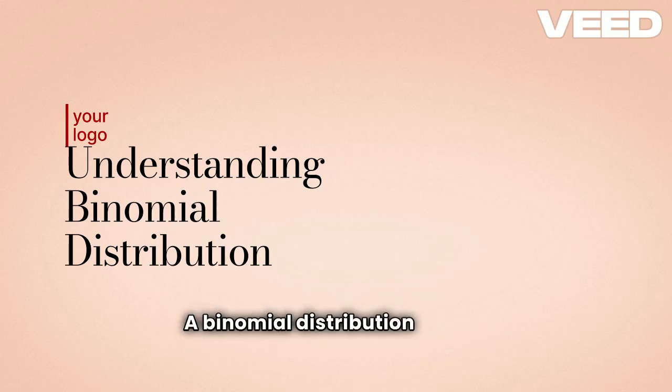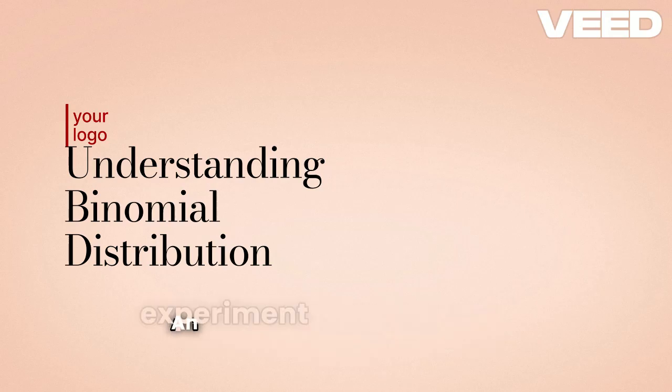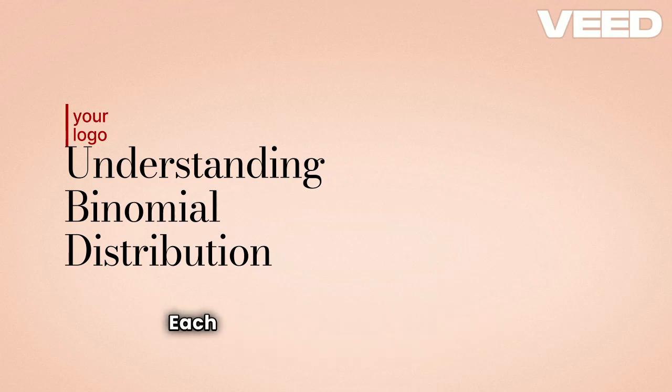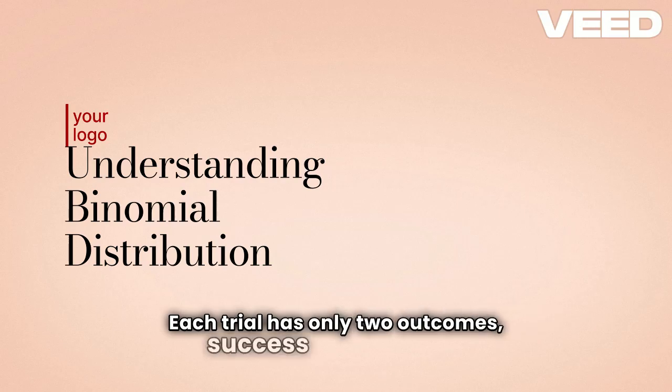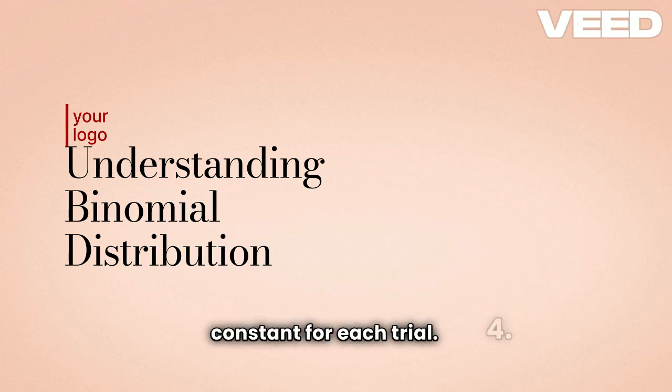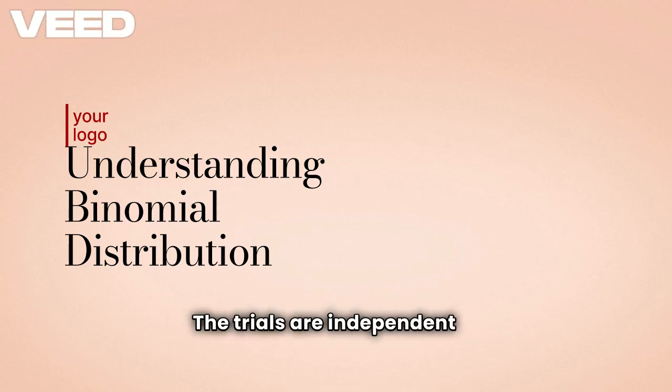A binomial distribution is used when: 1. An experiment consists of a fixed number of trials. 2. Each trial has only two outcomes, success or failure. 3. The probability of success remains constant for each trial. 4. The trials are independent of each other.